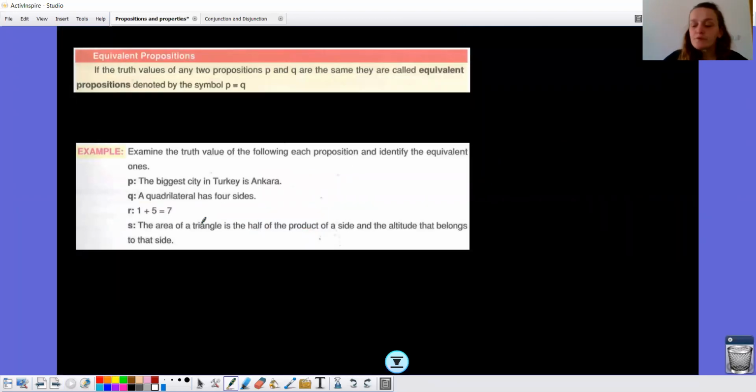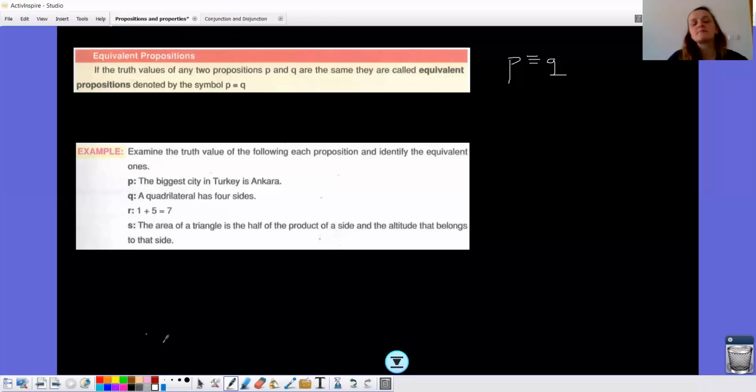And here we have one more property about prepositions, equivalent prepositions. If the truth values of any two prepositions, P and Q, are the same, they are called equivalent prepositions, denoted by, as you can see, not an equals sign but 3 lines, okay? P is equivalent to Q. If P is true, then Q has to be true. If P is false, then Q has to be false, okay? The truth values are the same.